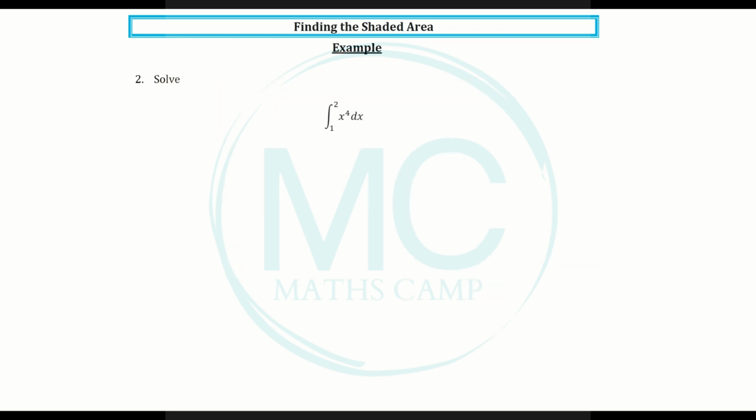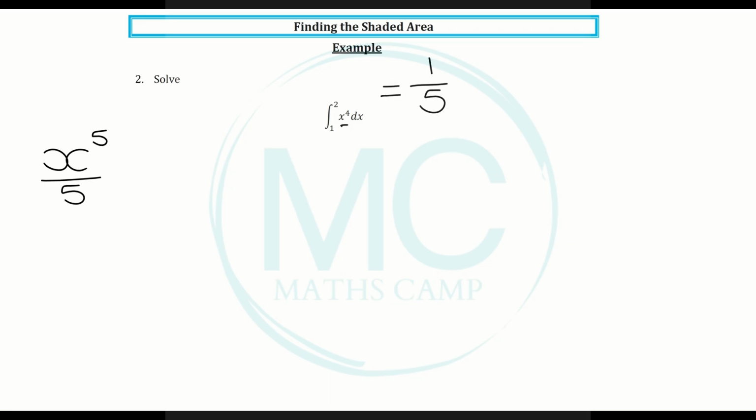Solve the following. In this example, we need to integrate x with an exponent of 4 and find the area beneath this curve between x values of 1 and 2. Let's start by integrating our equation. We're going to get x with an exponent of 4 plus 1, which is 5, all over 5. Now we can substitute in our x values. Let's start when x is 1. So I'm going to get 1 with an exponent of 5, which remains as 1, over 5.